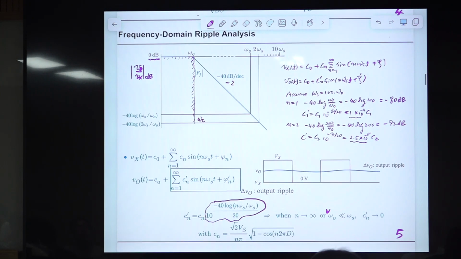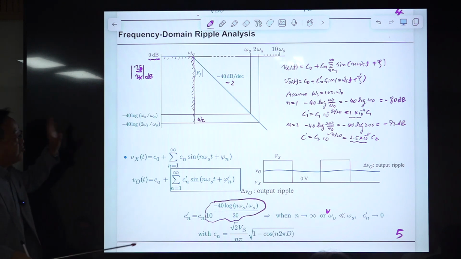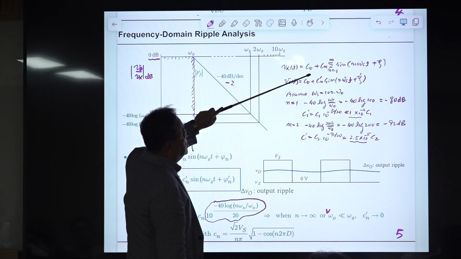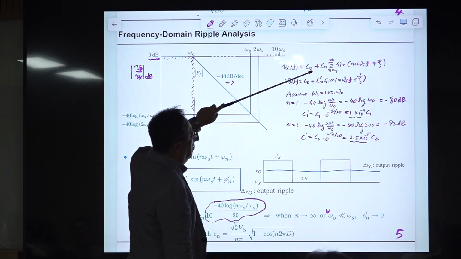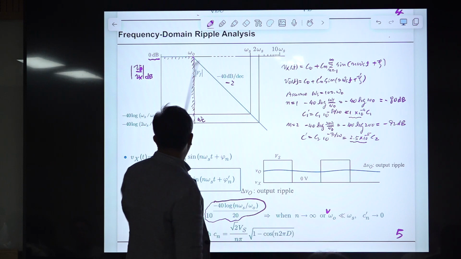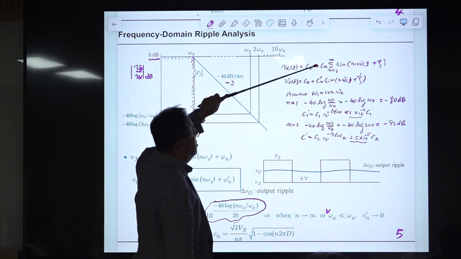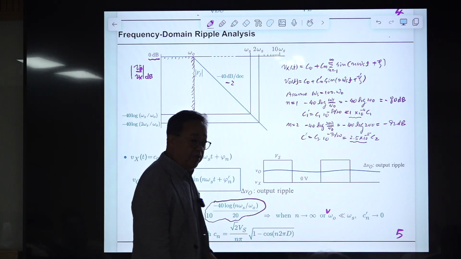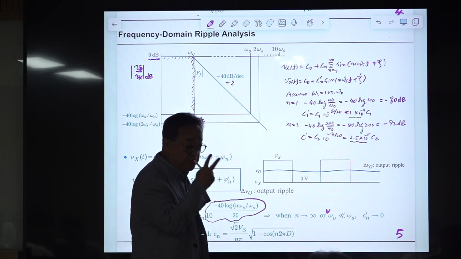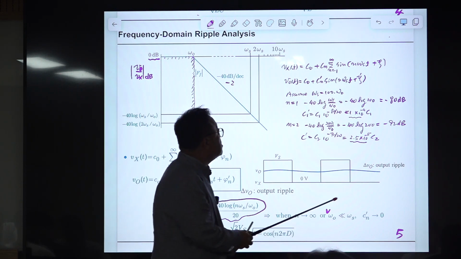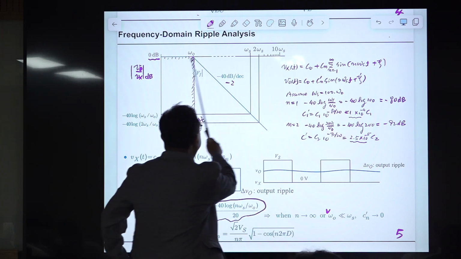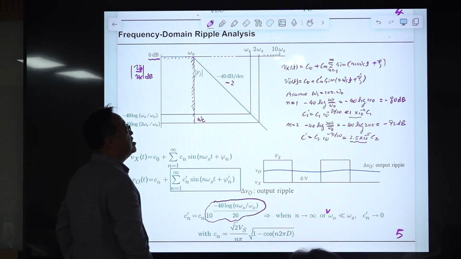So this is the expression of vx(t), which is the input of this low pass filter. It is described in terms of a Fourier series. So C naught is the average component, the DC component of this pulse waveform, and this is the harmonics. If n is 1, there is the fundamental frequency component. If n is 2, there is the second harmonic. And the output of this filter, vo(t), this is the frequency domain expression, and this is the time domain expression.